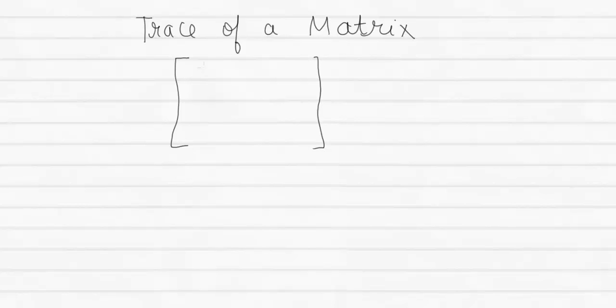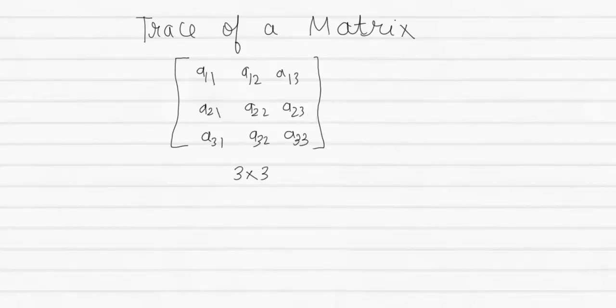So let's take a general matrix. A11, A12, A13, and then A21, A22, A23, and then finally we have the third row, A31, A32, and then A33. So this is my 3 cross 3 square matrix.